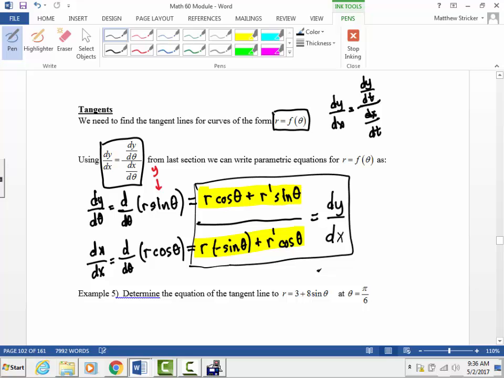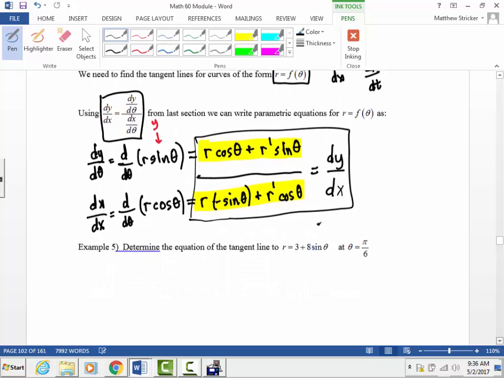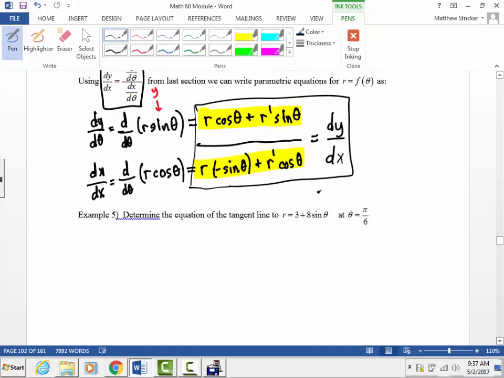Okay, so that's my formula. And this is how we find the slope of a tangent line using polar coordinates. This is how you find the derivative: you take the derivative of y with respect to x. Okay? So, determine the equation of the line tangent to r equals 3 plus 8 sine theta at theta equals pi over 6.